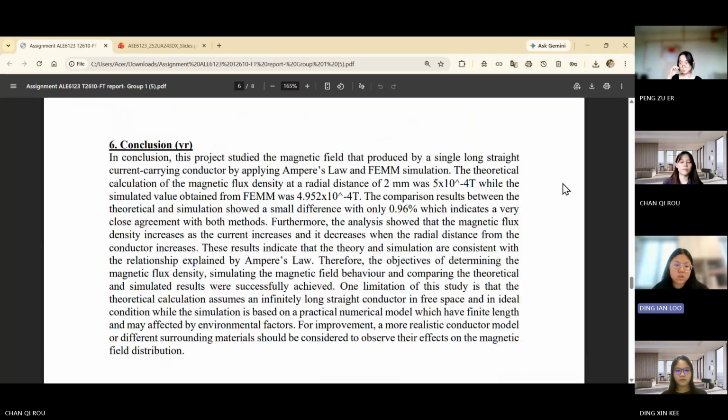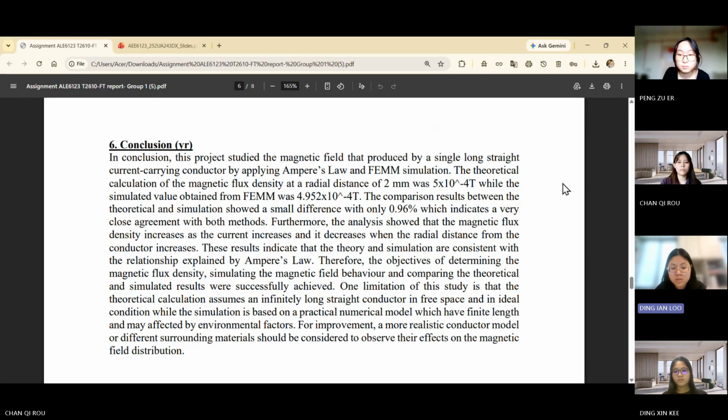Thank you. In conclusion, this project demonstrated the behavior of the magnetic field around a single long straight wire. The results verified that the magnetic field depends on both the current flowing through the wire and the distance from the wire. In addition, the theoretical and simulation results show excellent agreement with only a 0.96% difference, demonstrating the validity of Ampere's law. Hence, the objective of this project was successfully achieved.